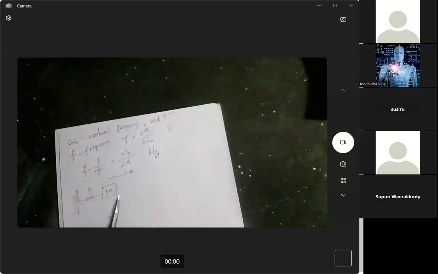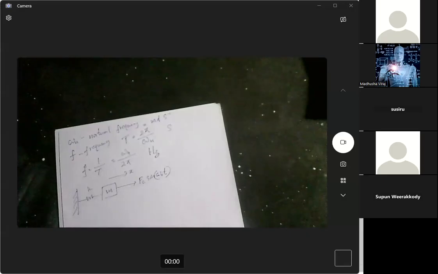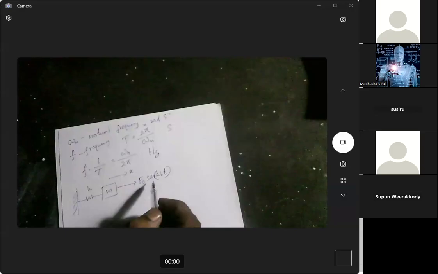K, M. This is the direction we measure displacement. In addition to that, you have F naught sine omega naught t. A very simple harmonic external force. We simply call them harmonic exciters.